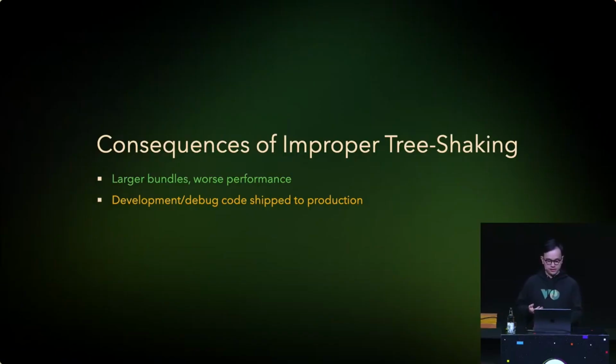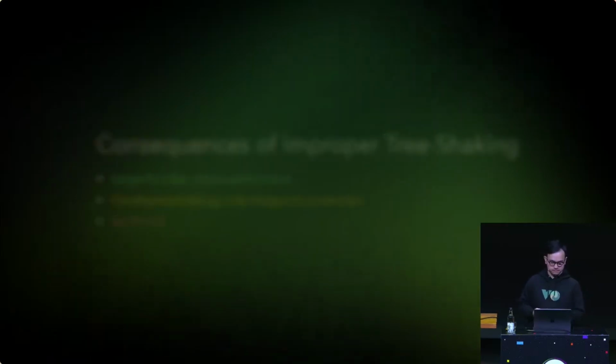At a more serious level, sensitive information can leak too. Your backend logic and even secrets can leak into client bundles if tree shaking is not done properly. I'll explain how this happens and how to prevent it later in this talk.